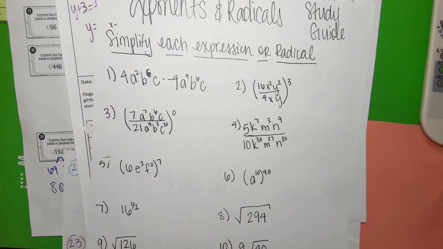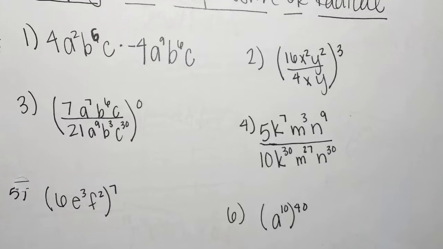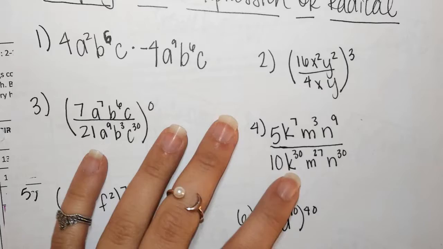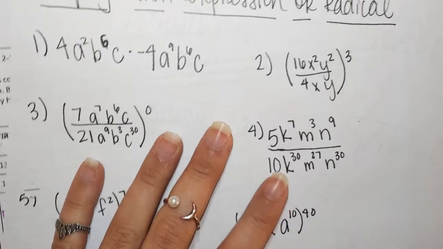Alright, here we go. So your study guide last night was on exponents and radicals because that's what your test is on. When is your test? Wednesday. Which is when? Tomorrow. So that means we need to know how to do this.